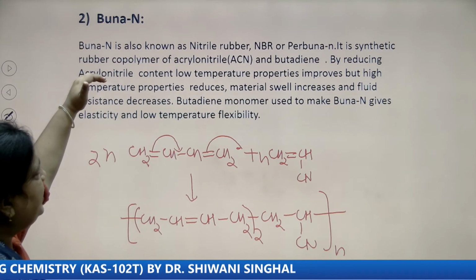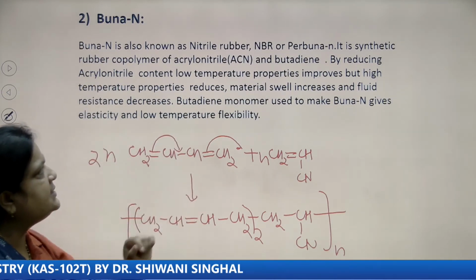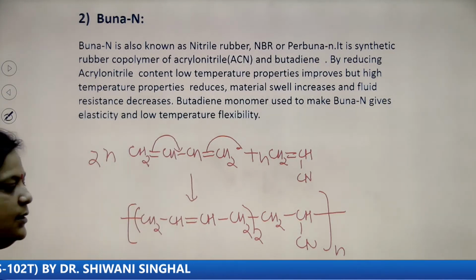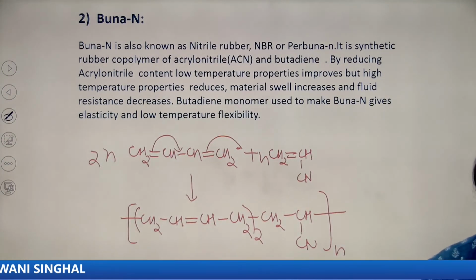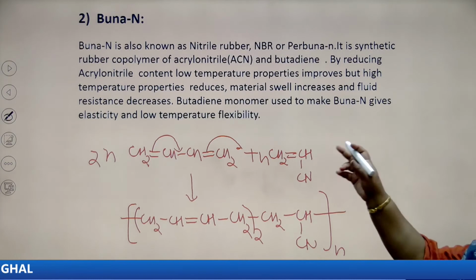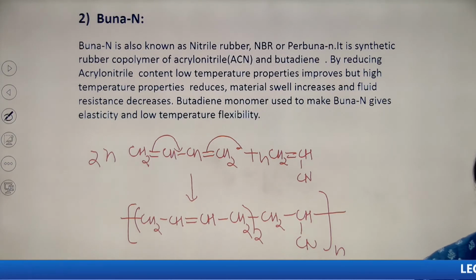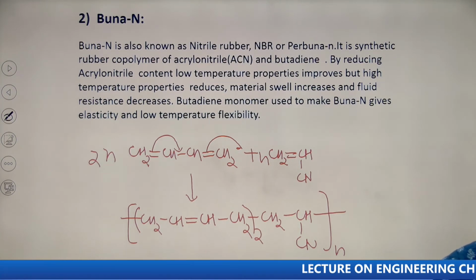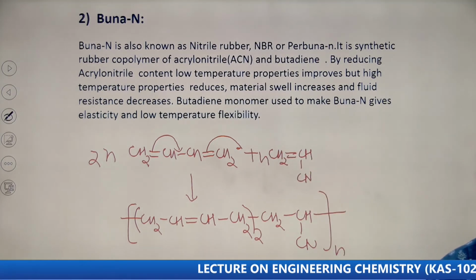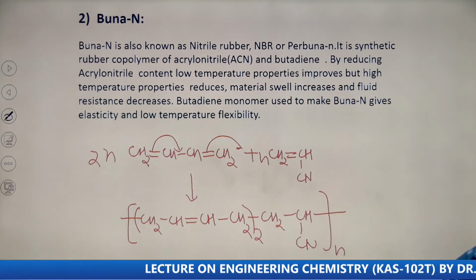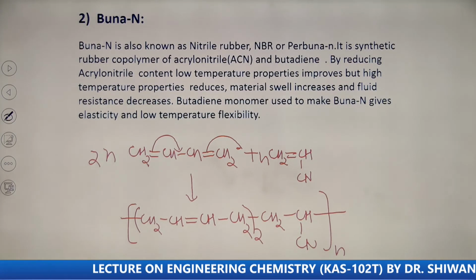This acrylonitrile, CH2 double bond CHCN, improves low temperature properties, but high temperature properties are reduced, like swelling of the material increases and fluid resistance decreases. And this butadiene is used to make the rubber more elastic and flexible at low temperature.